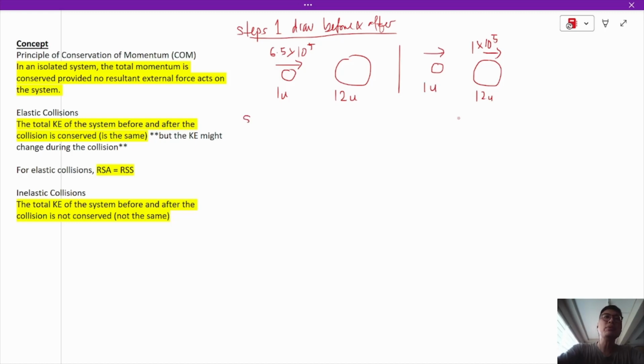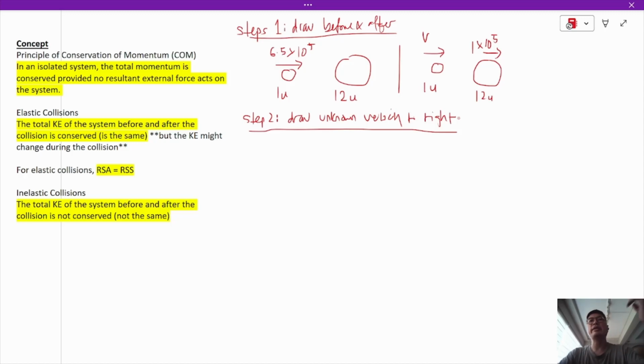Now step 2 over here is to draw all the unknown velocities to the right. You notice that I don't know the velocity of the neutron over here, but I've drawn it to the right anyway. This is because when you take unknown velocities to the right, then if you get a negative answer, it means it is to the left.